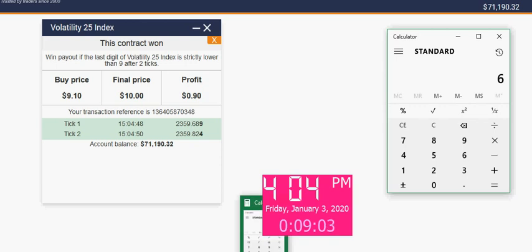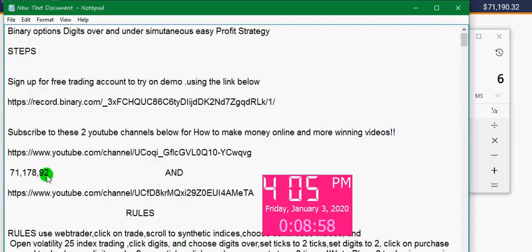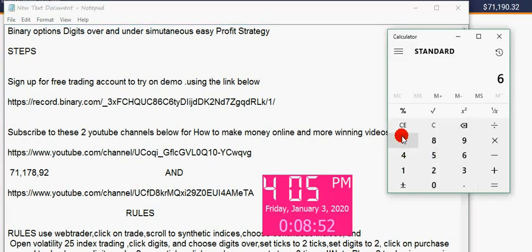So let's see what we'll be able to make in about a few minutes. So we started with 71178.92, and we now have 71190.32. So in about a few minutes we made 11.40. It's maybe little, but at least we made profits.